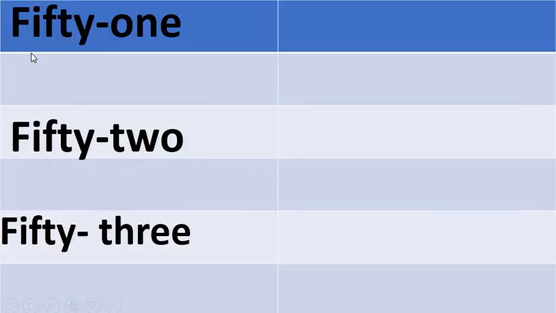Okay, today we have to write numbers 51 to 100. First of all, I will read the number names. You have to write it in your book. You have to draw the line with the help of scale in your book. In one column, you have to write number names. In another column, you have to write the numbers. Ready? Okay.